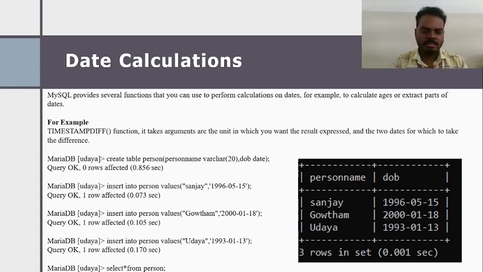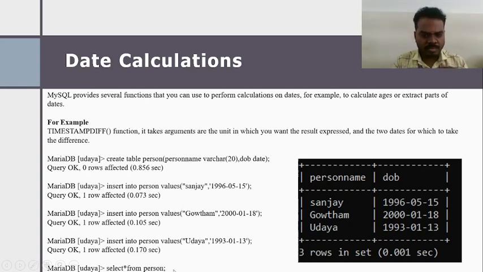Okay. So for example, I am going to create a table named person. Under person, I am going to create two columns: one is person name, another one is date of birth. Person name is varchar type, date of birth is date type. In MySQL, the default date format is year, month and date. I am going to insert my data: Sanjay, Gautam and Udaya, each with a date of birth.